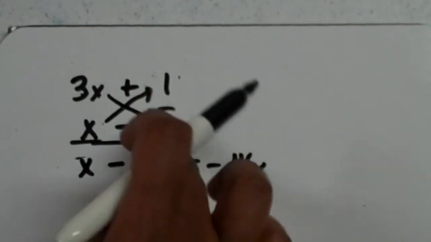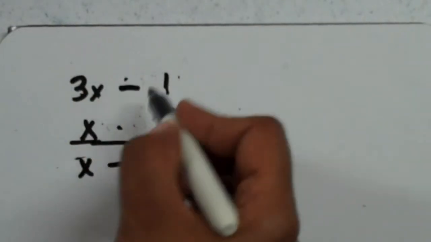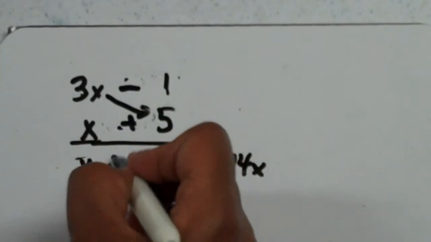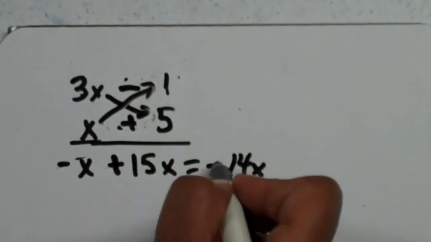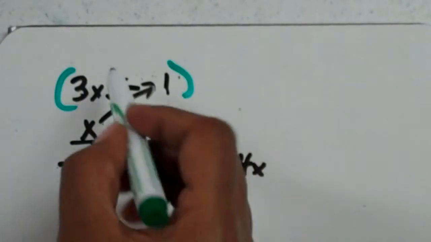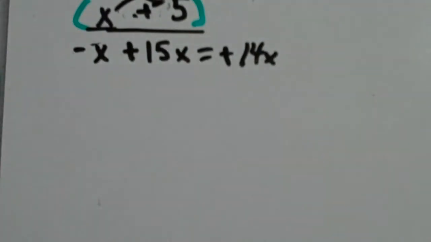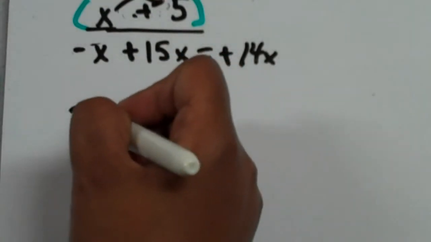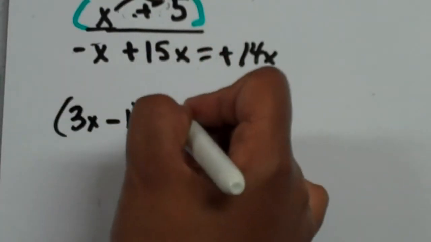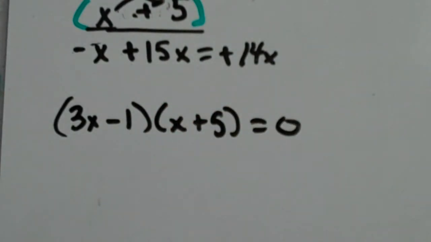What we need to do now is switch the signs. So we'll make the top one negative, the bottom one positive, and that will give us a positive 15x and a negative 1x, which gives us a positive 14x. Now we have the pairs that we need for the factors. Our first factor will be 3x minus 1. Our second factor will be x plus 5. Let's write that out. 3x minus 1 times x plus 5 is equal to 0. Now we're ready to find a solution.